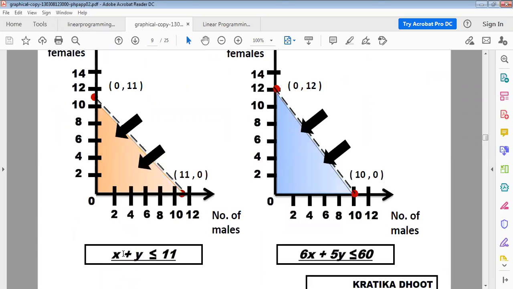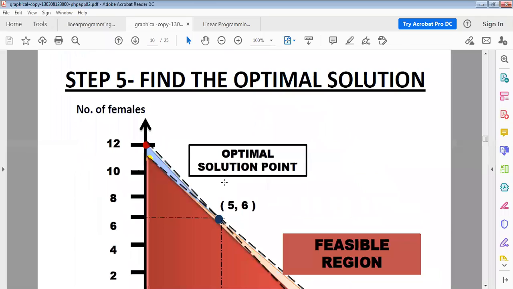And this is for inequality. If it is less than or equal to, remember it, we have to shade in the direction where the origin is. This will be the feasible region for this constraint, and this will be the feasible region for the other constraint. Remember it. Less than or equal to means directed toward the origin.